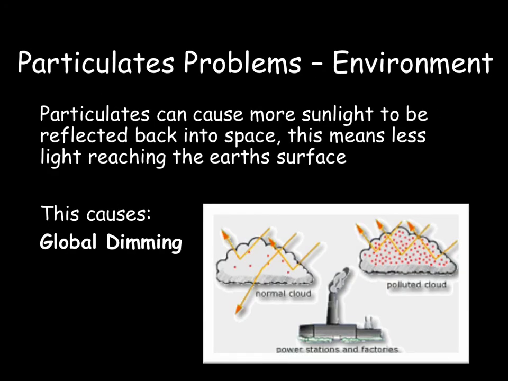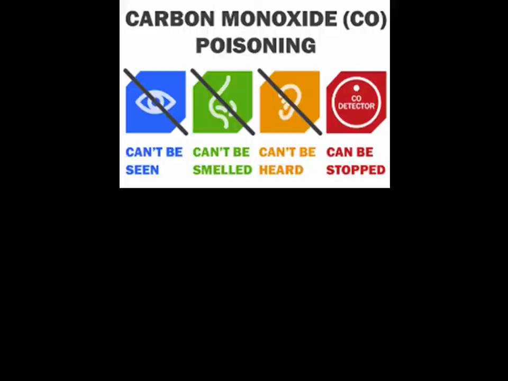Particulates can also cause problems for the environment. First of all, they can coat buildings, making them darker, but more importantly, they can cause more sunlight to be reflected back into space by getting in the way and reflecting the light. This means that less light reaches the Earth's surface, and this is known as global dimming.